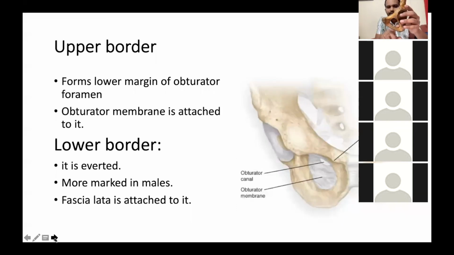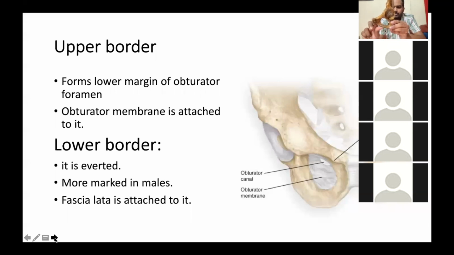Coming to the upper border. This upper border forms the lower margin of the obturator foramen. Yes or no? Yes, sir. And not only that, this gives attachment to a membrane which is called the obturator membrane.